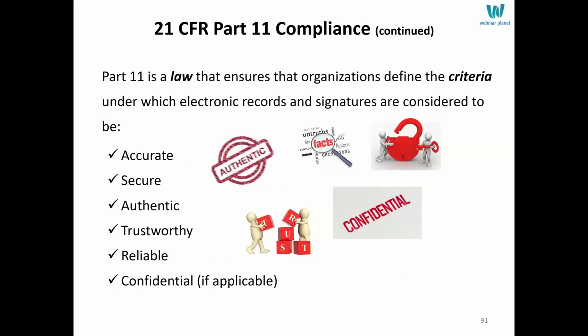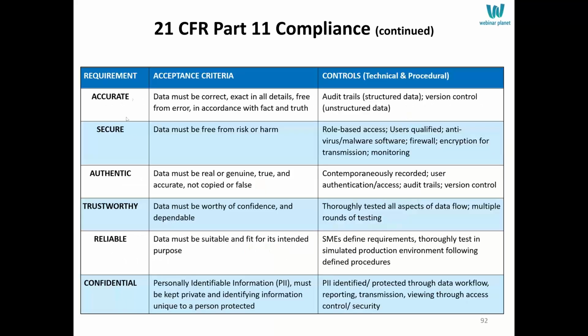Now, Part 11 says you have to define the criteria under which you consider your electronic records and signatures accurate, secure, authentic, trustworthy, reliable, and confidential if personally identifiable information is included. And this is sort of a cheat sheet. This is the way you do this when you're validating your system. Call a subset of your requirements 21 CFR Part 11 requirements. And in these, the requirements listed here, accurate, secure, and so forth, those are actual requirements in your requirements document. The acceptance criteria is what you use when you test against those requirements to make sure they're met.